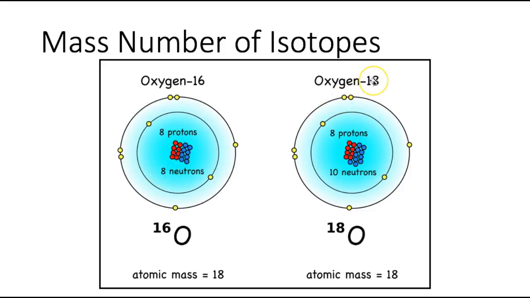Oxygen 18, on the other hand, has a mass of 18. Notice I still have 8 protons and I still have 8 electrons because my atomic number for oxygen has not changed. It is still 8. To find the number of neutrons, I take my mass number of 18, I subtract my number of protons, or 8, and I get a total of 10 neutrons. Notice that the only difference between these two models is the number of neutrons. That's because in an isotope, your number of protons and electrons stays the same, but your number of neutrons changes because the mass number changed.